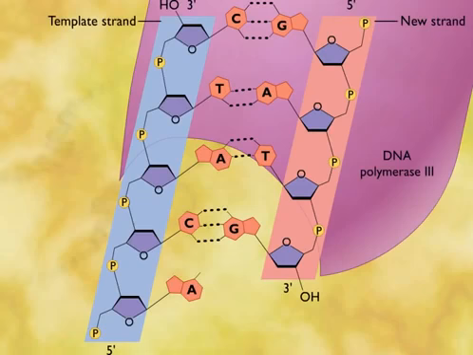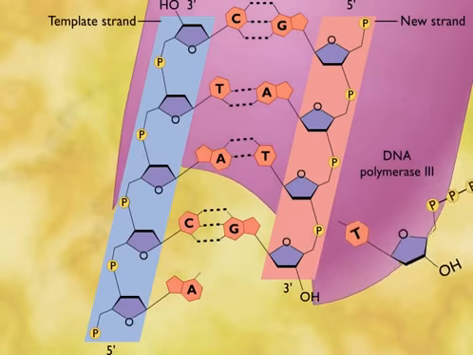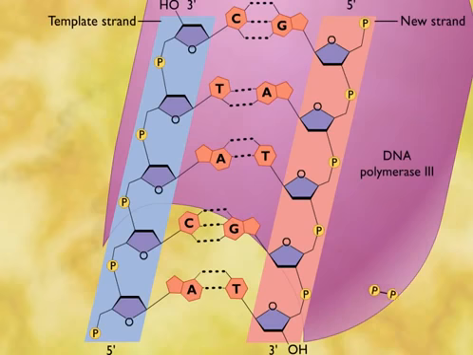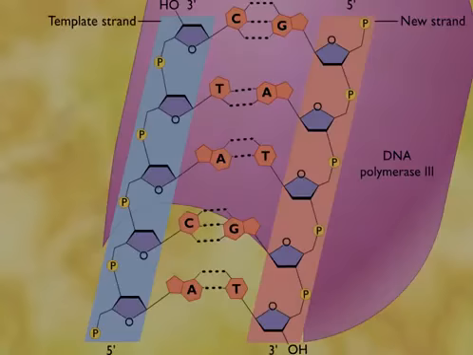DNA polymerase III is the major enzyme involved in DNA replication. DNA polymerase III can only add a nucleotide to the 3' end of a pre-existing chain of nucleotides, and it cannot initiate a nucleotide chain.